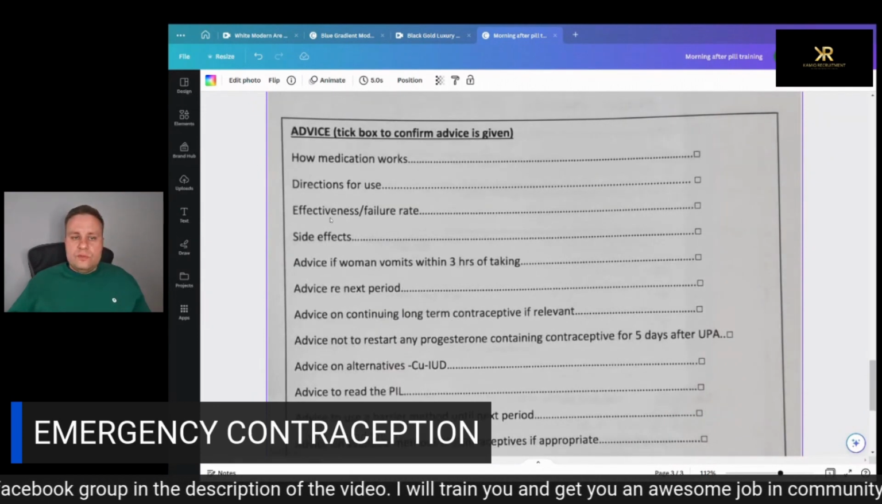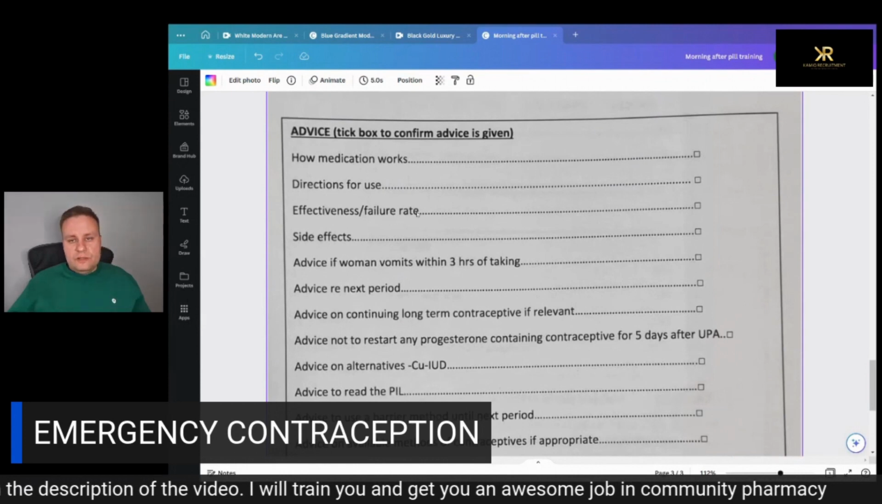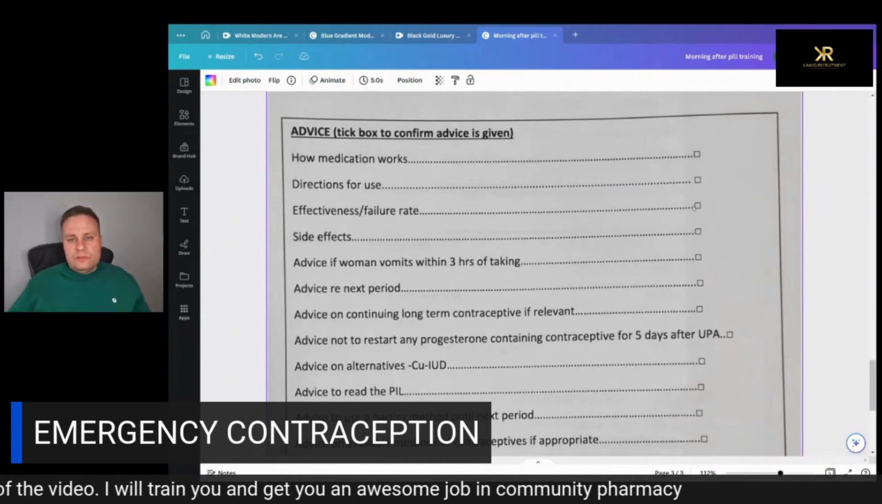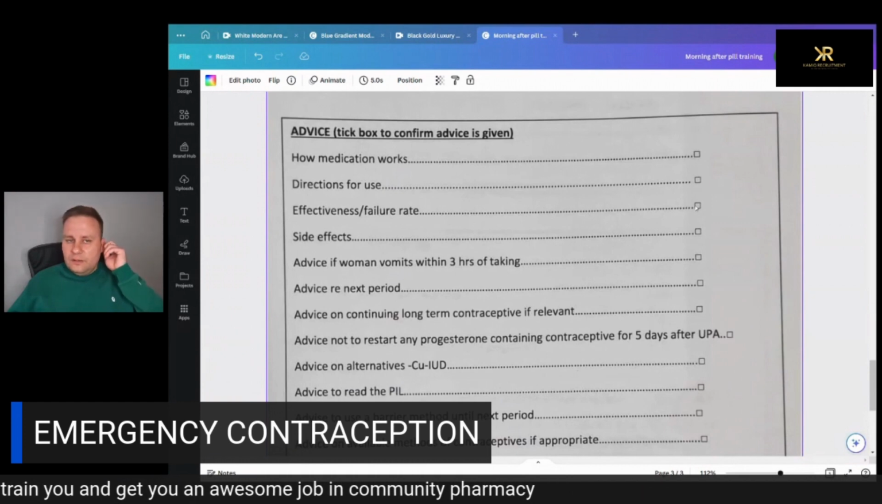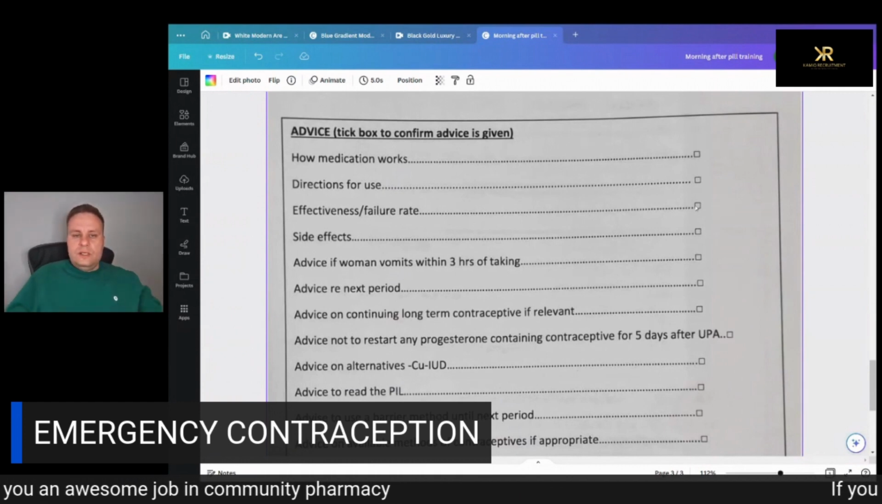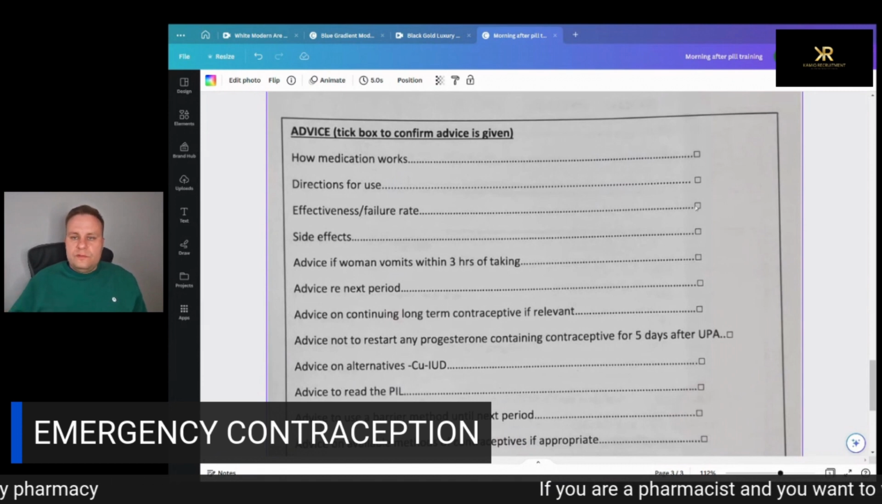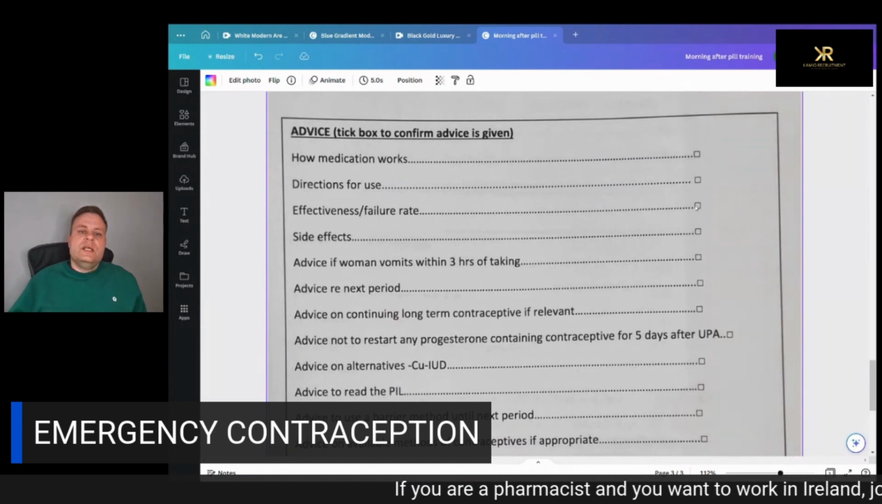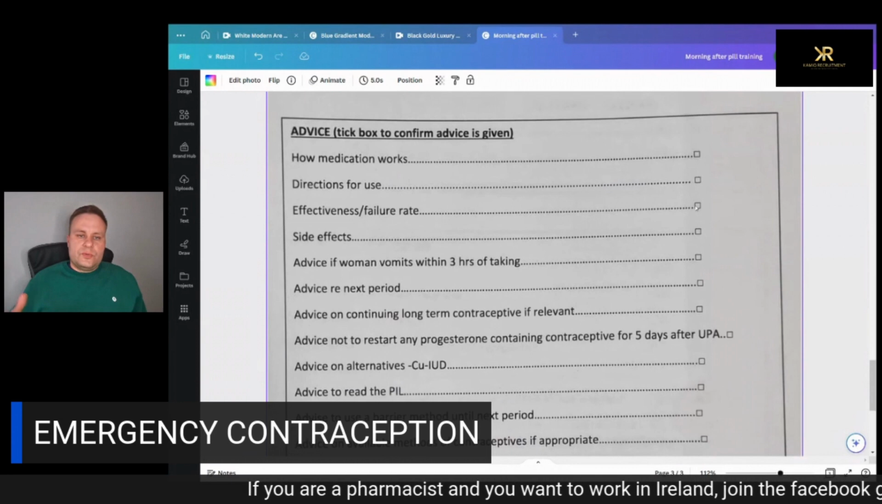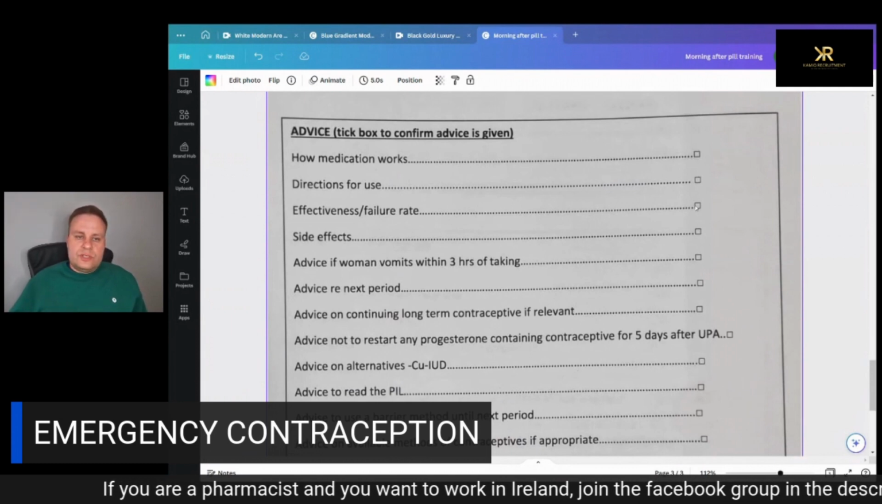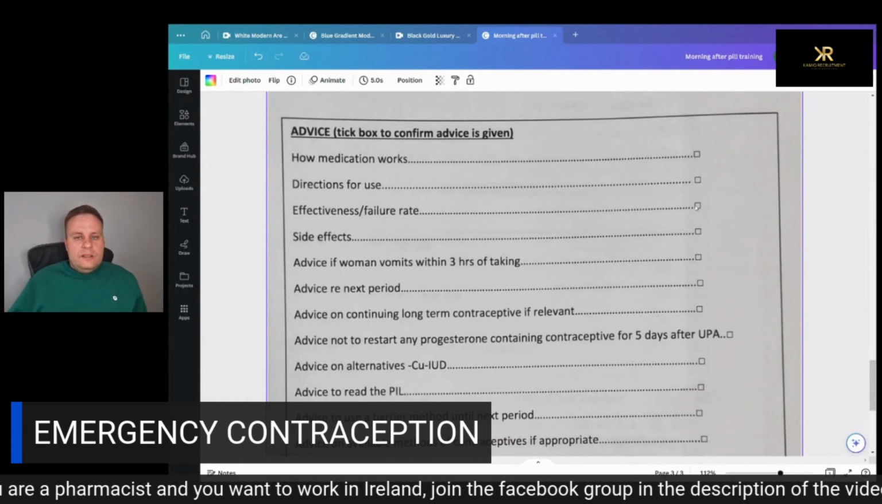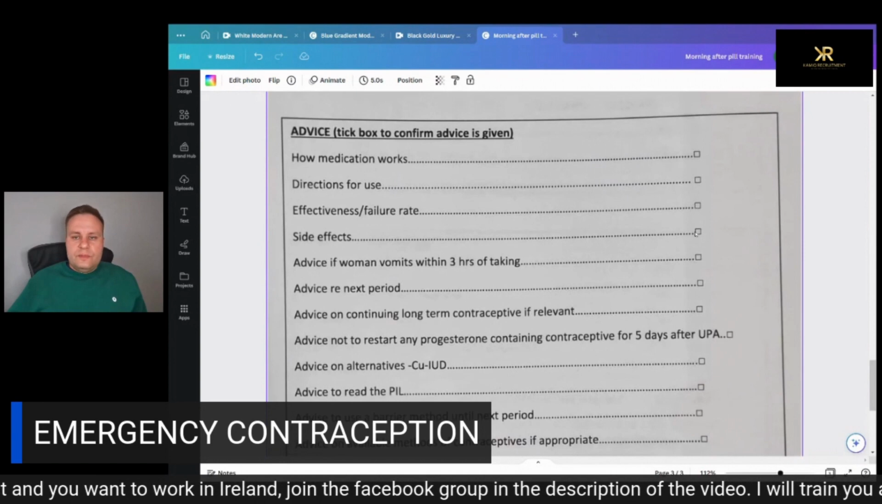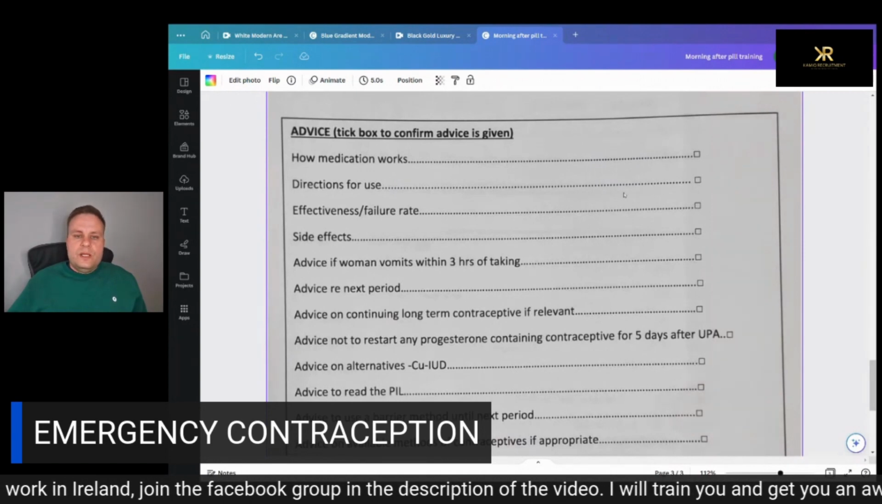You have to go through effectiveness and failure rate. So you have to notify her that the more time elapses from the moment of unprotected sexual intercourse, the higher the failure rate goes. So the sooner she takes it, the better. You have to notify her of the possible side effects.